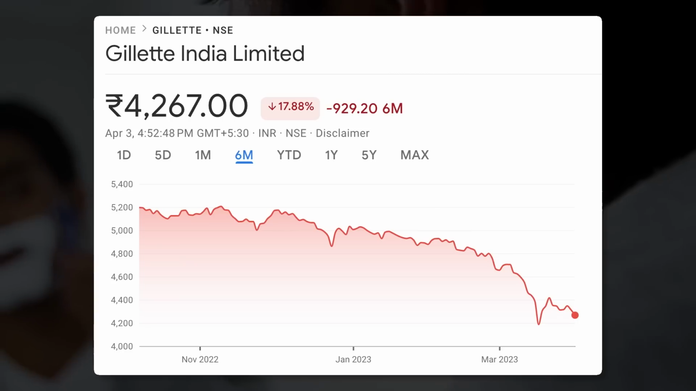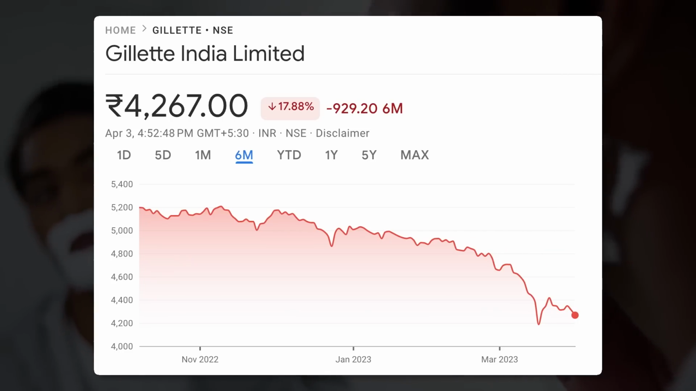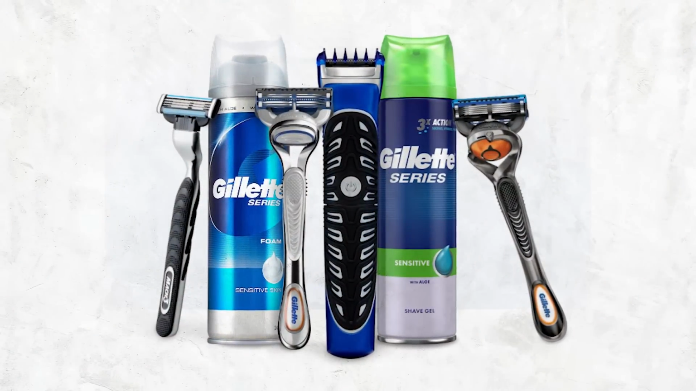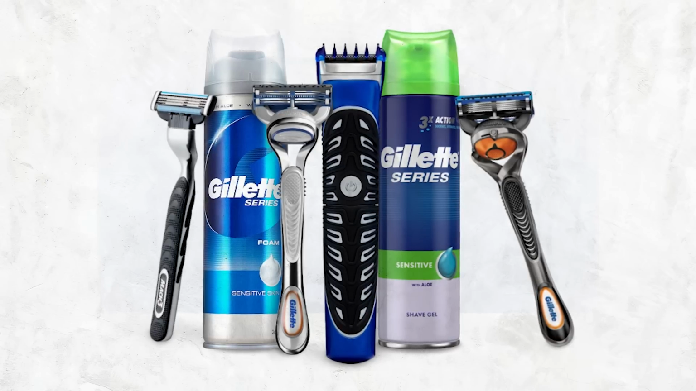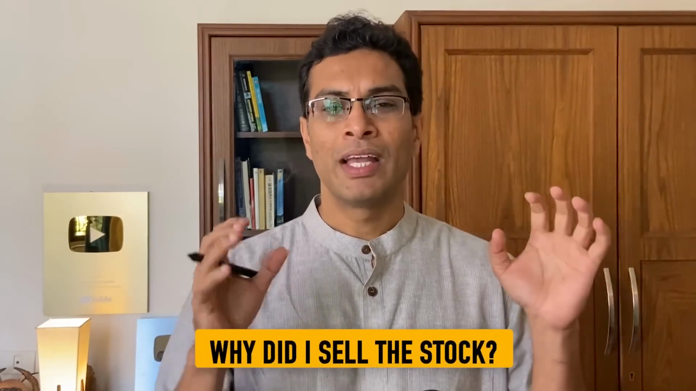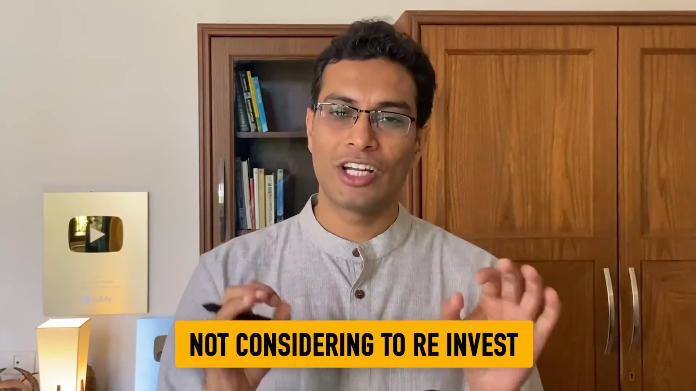Okay, so the second stock that I'm going to discuss very quickly is Gillette India. They make shaving cream, shaving brush, razors and so on. So they are primarily into grooming products, and it's a multi-billion-dollar company. Very strong company, international company, lot of product innovation, lot of good things. So then why did I decide to sell this particular stock? Let me quickly give you my perspective and whether or not I'll be re-entering this. The short answer is no, I will not be re-entering Gillette India as of now.